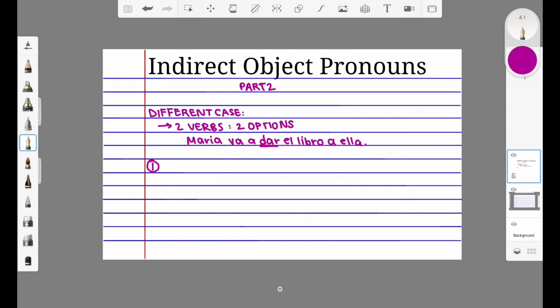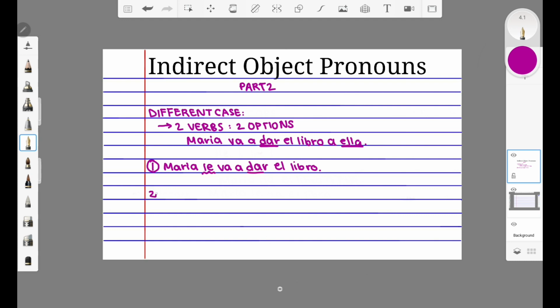So if the indirect object pronoun goes before the conjugated verb, it will read Maria le va a dar el libro. And we still don't include a ella. So we have the IOP correct. It aligns with ella. And the second verb is still conjugated. And we still have the direct object. And also it is possible to have both an indirect object and a direct object in the exact same sentence. So make sure to keep that in mind.